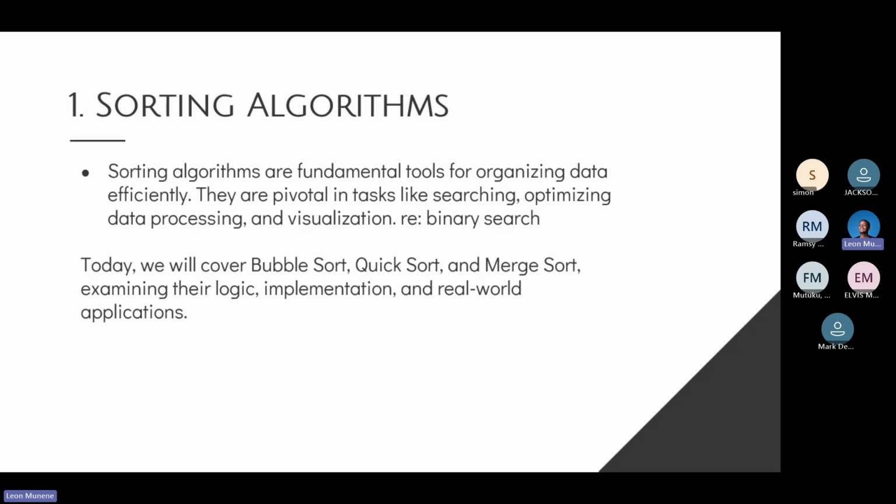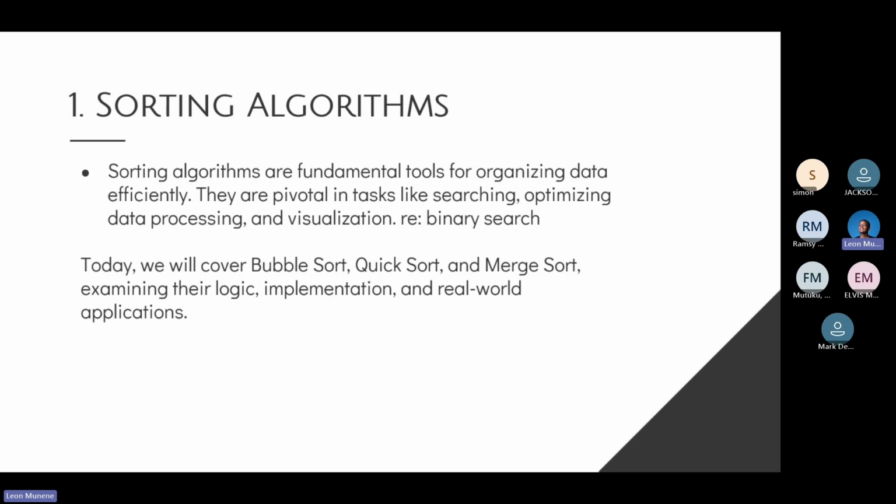So, sorting algorithms are fundamental tools for organizing data efficiently. They are pivotal in tasks like searching, optimizing data processing, and visualization. Now, if you remember the last class, I did say that binary search is the fastest search algorithm you can use, better than linear search, among others. And I said that the only way you can use a binary search is upon a list that is already sorted. That's why we say sorting is very essential for searching. If you don't use binary search, you need to sort first.